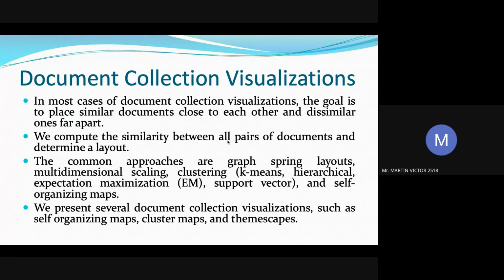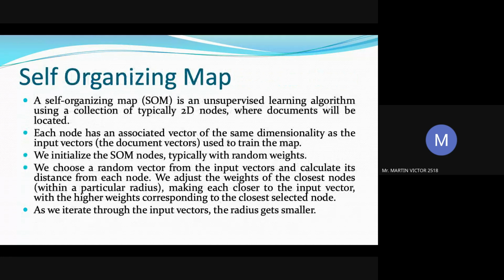Here, the basic clustering based concepts come into account. As I said, the common approaches are the graph spring layouts. We can use clustering like k-means, hierarchical, expectation maximization, support vector, and self-organizing maps, right? So we have document collection visualization using self-organizing maps, then using themescapes. Firstly, using the self-organizing maps.